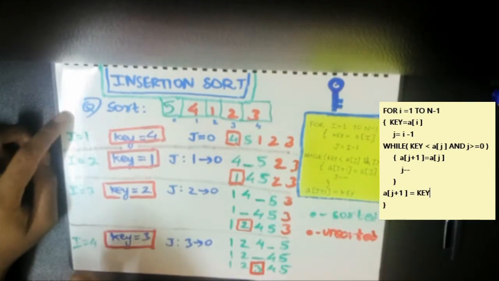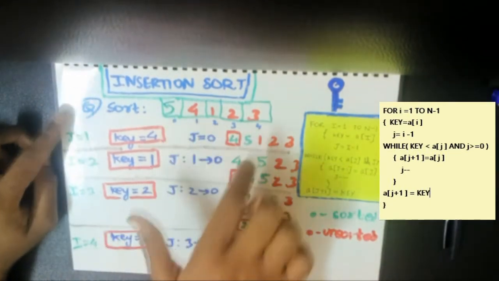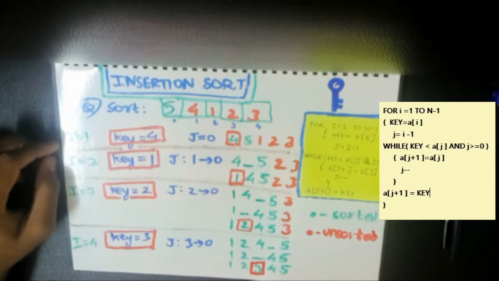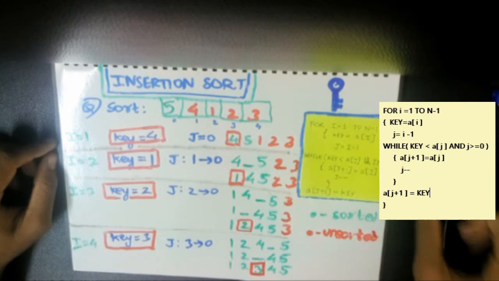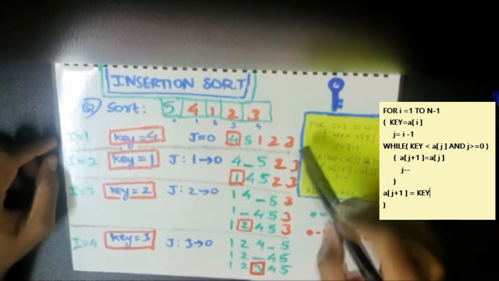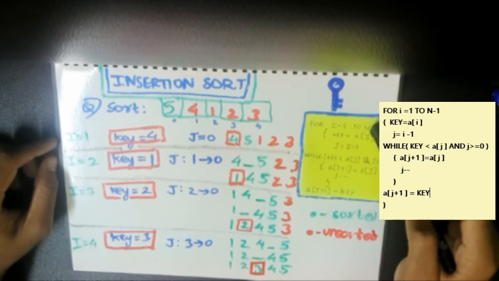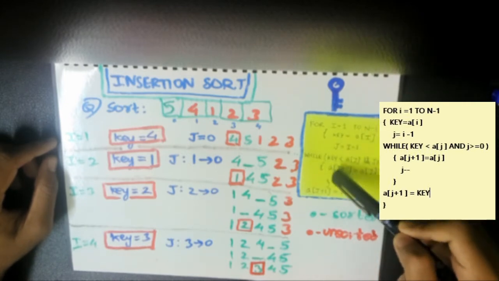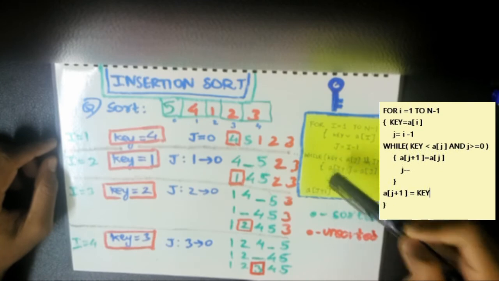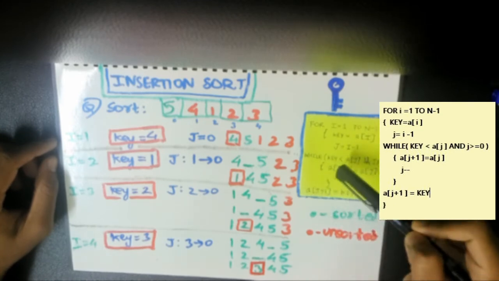In this, we've been given an example to sort 5, 4, 1, 2, 3 in ascending order. Let's see how it goes. In the first iteration, i is equal to 1 here. So have a look at the pseudocode. We start the i variable from 1 to n minus 1, and we have the second loop inside the for loop. So we have two loops here.